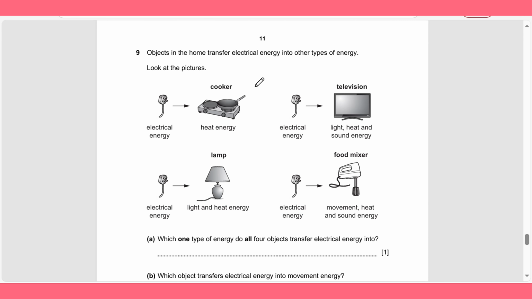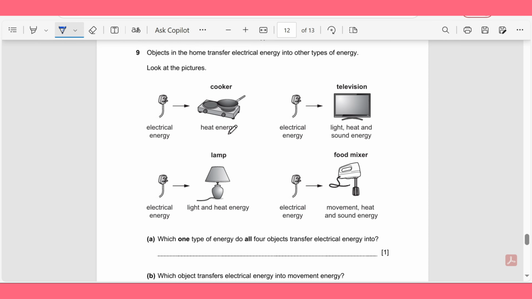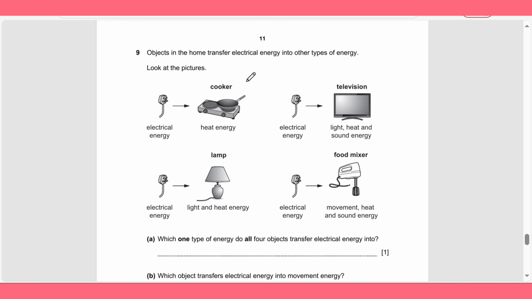Now question 9. Okay, so objects in the home transfer electrical energy into other types of energy. Look at the pictures. Electrical energy in the television is converted into heat energy, and the electrical energy in the lamp is converted into light and heat energy, and the electrical energy in the food mixer is transformed into movement, heat, and sound energy. A. Which one type of energy do all 4 objects transfer electrical energy into?